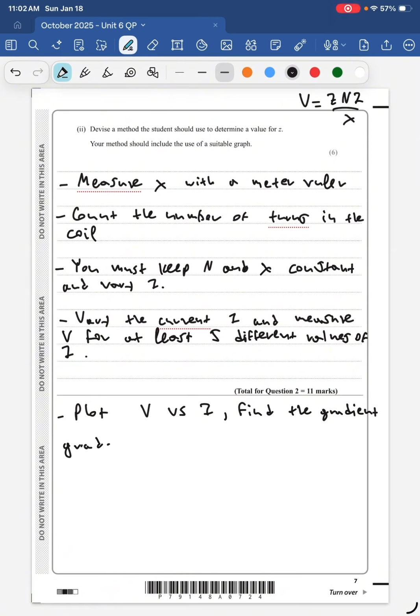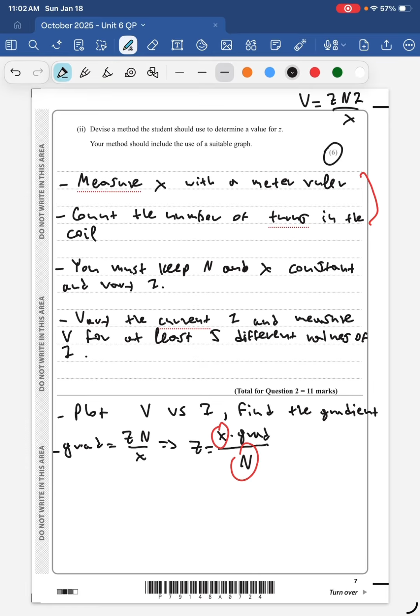The gradient is going to be equal to, let me see, z times n over x. Therefore, z, the one that you're looking to find, is going to be x times the gradient over n, okay? And since you measured x and n in the first two steps, you will be able to find z, and that's it. That's the answer. It's a 6-mark question, therefore we have to provide about 6 points. So 1, 2, 3, 4, 5, and I guess 6 will be the discussion about the gradient and how it's connected to z.